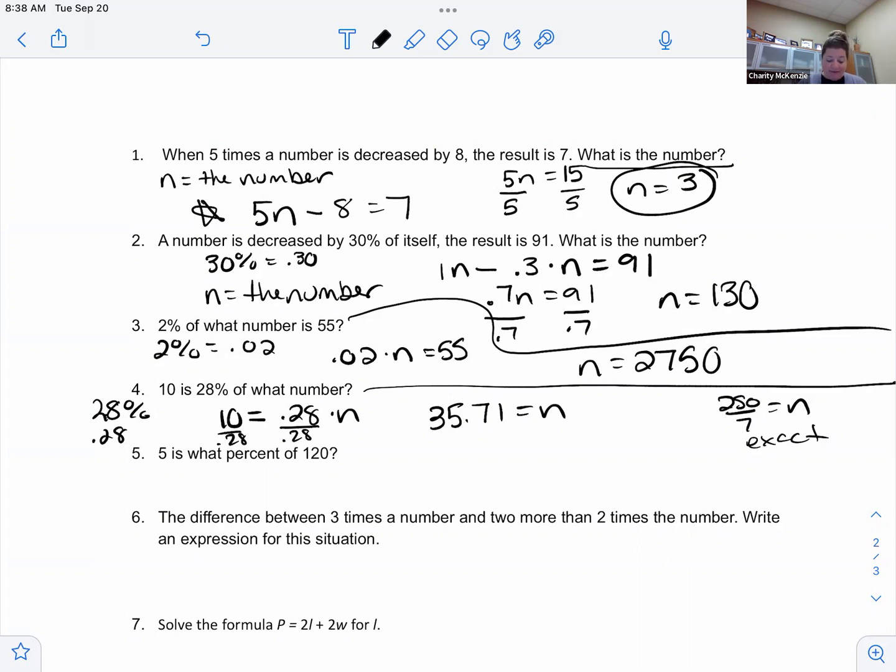Okay, number 5. 5 is what percent of 120? So 5 is what percent? This time I'm looking for the percent. So 5 is, right, kind of means equals what percent? I don't know what that percent is. So let's call it X. X will equal the percent, right? And of 120. So what we're looking at here is that percent times 120 is going to give me 5.